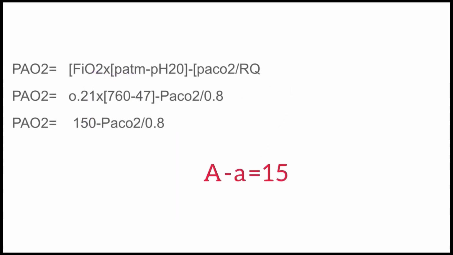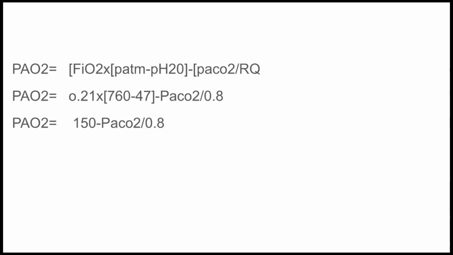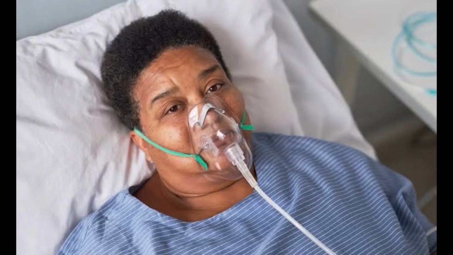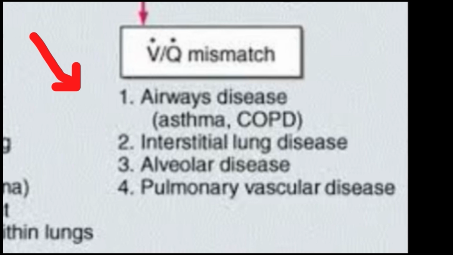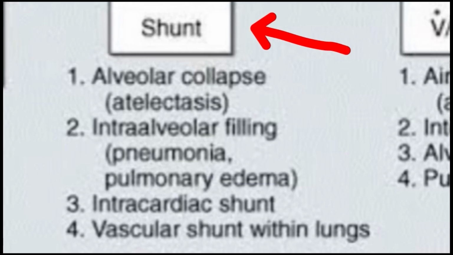Normal A gradient in room air is 15, and with 100% FiO2 it can go up to 150. After using this formula, for a normal person the value will be 15. Suppose this patient is admitted with hypoxemia and we calculate the A gradient. If it is high, like 100, then give him oxygen. If his PaO2 improves, it means that he has a VQ mismatch like COPD, ILD or alveolar disease. But if his A gradient is high and after giving oxygen his PaO2 does not improve, it means he has a shunt such as an intracardiac shunt, alveolar collapse like atelectasis or intra-alveolar filling like pulmonary edema.